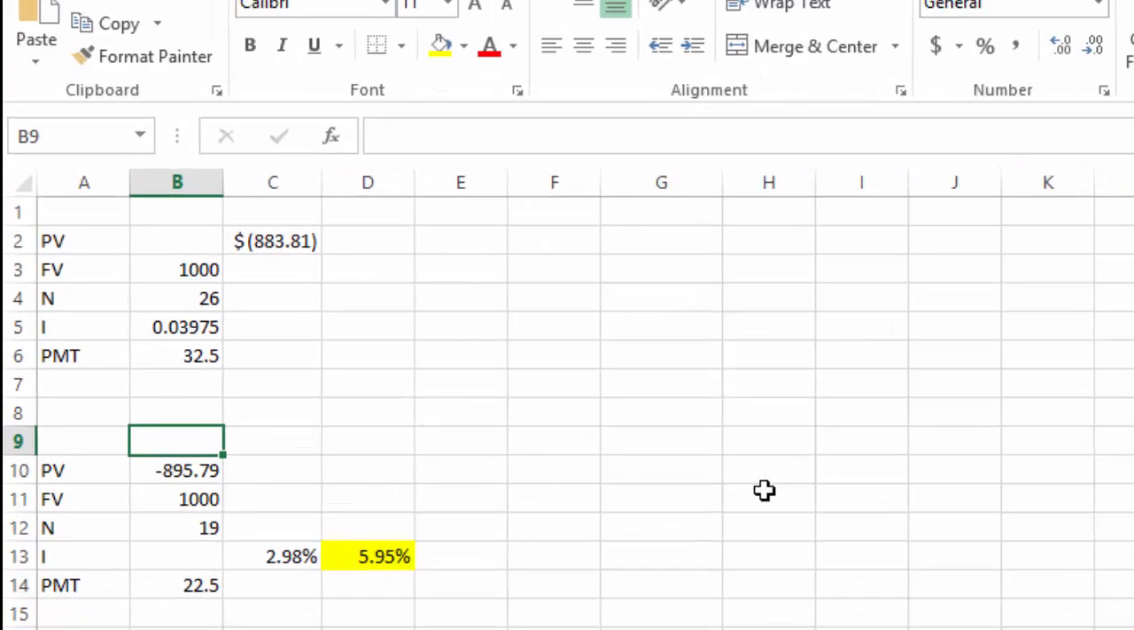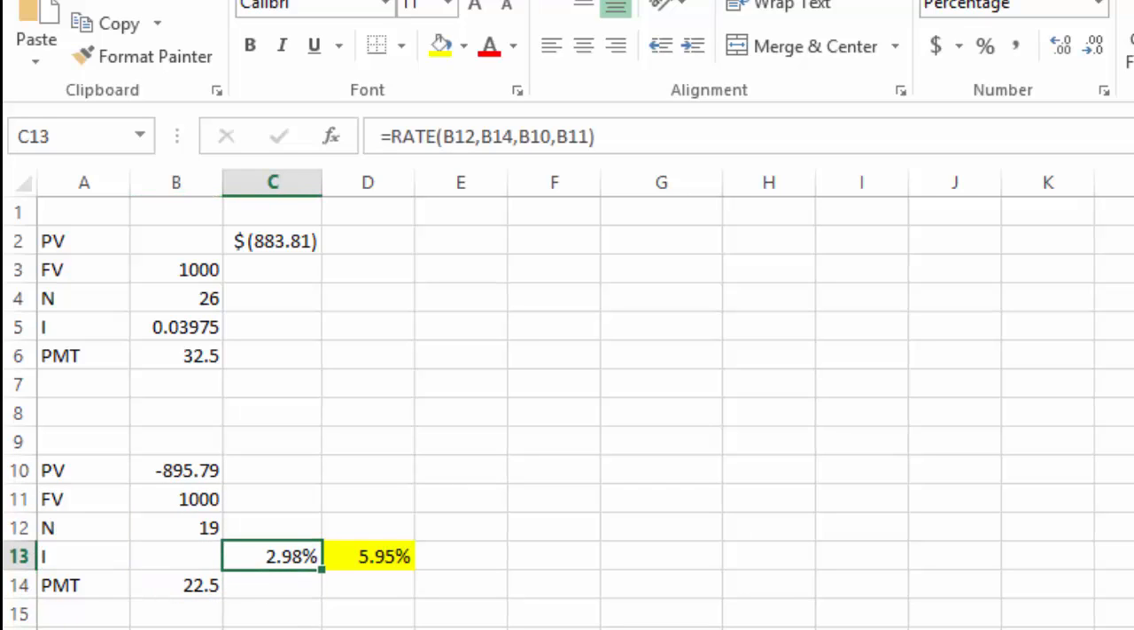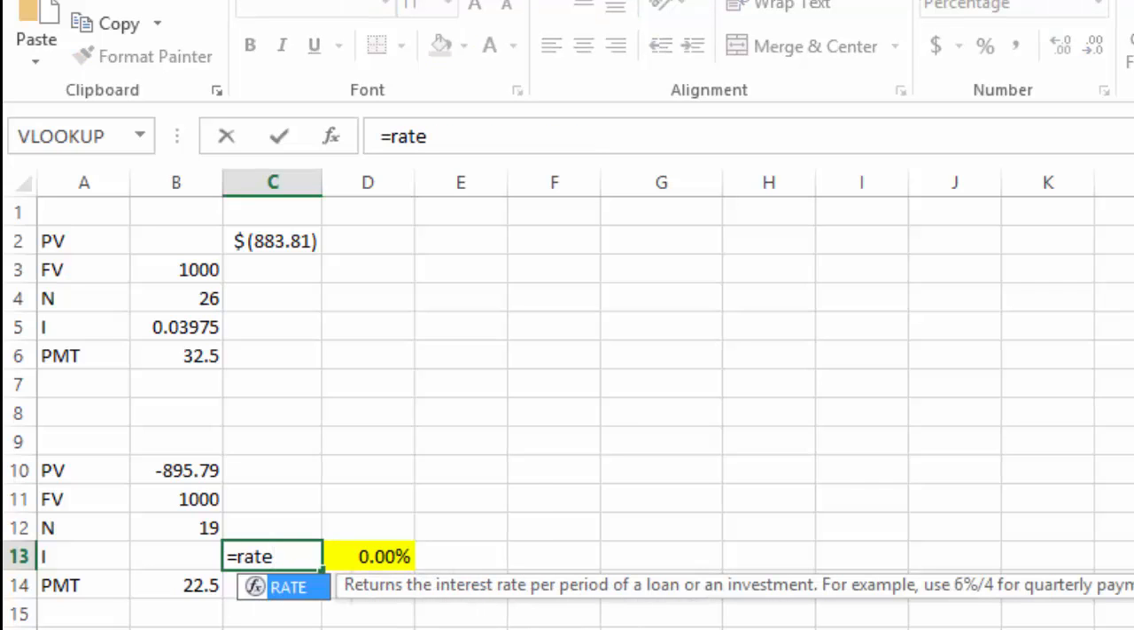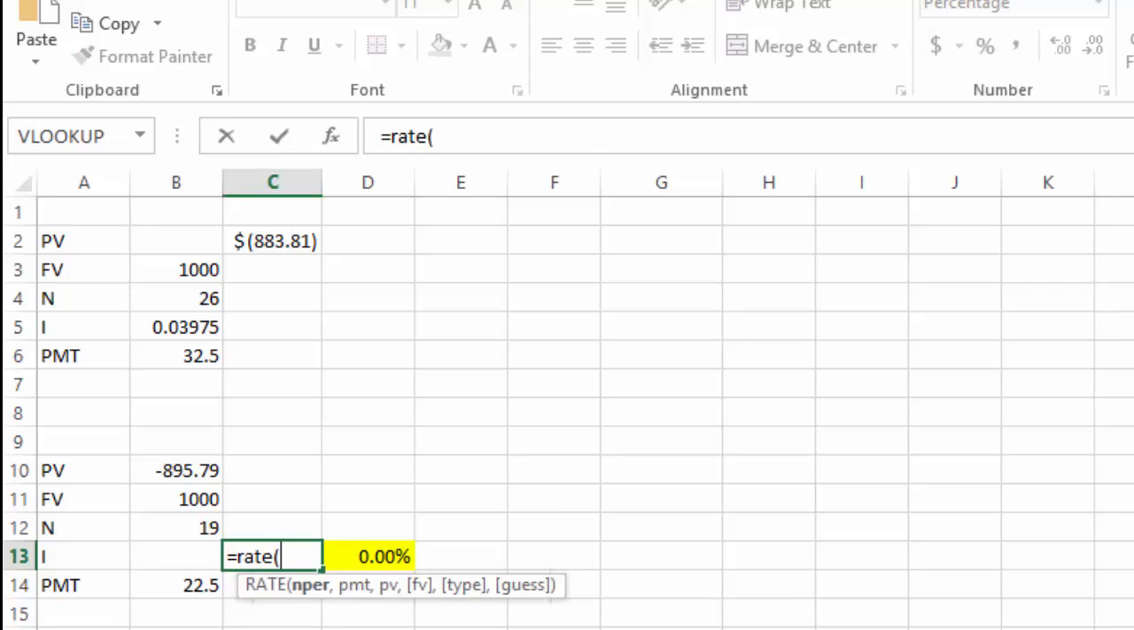Again, we have all the inputs here. I've put them in this column. $895.79 is the present value, and it's a negative. The future value is 1,000. The number of periods is 19, so it's 9.5 times 2. I'm solving for the interest rate, and then the payments are given here. So I go up here to this cell rather, and I'm going to solve for the rate. That's going to give us the interest rate.